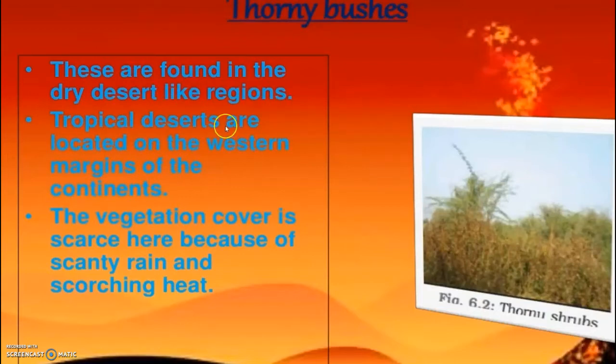Tropical deserts are located on the western margins of the continents. The vegetation cover is scarce here. Why? Because these are desert-like regions. The scanty rain and scorching heat are common here, so that's why the vegetation cover is scarce in this region.